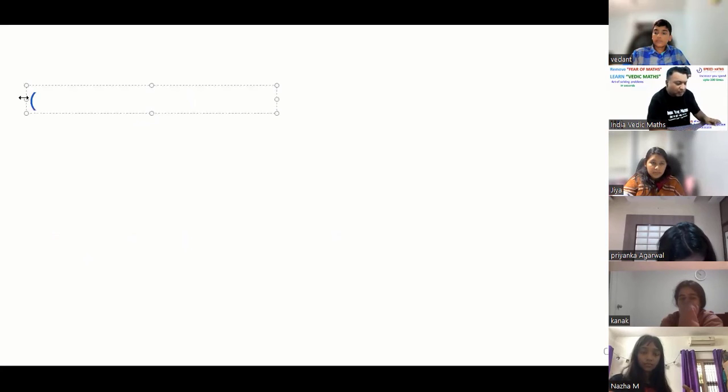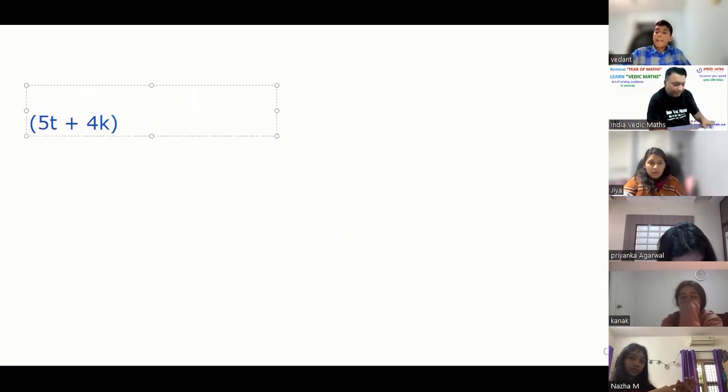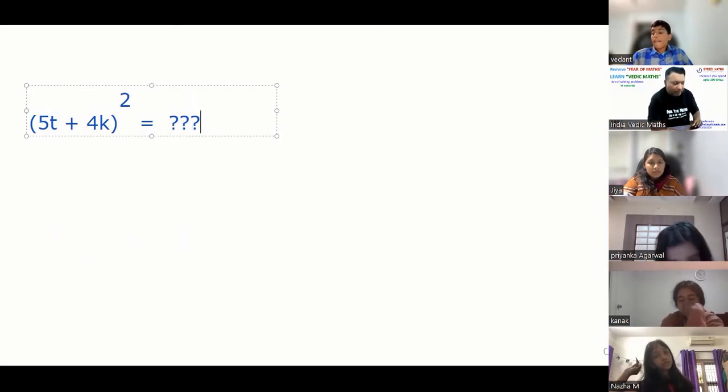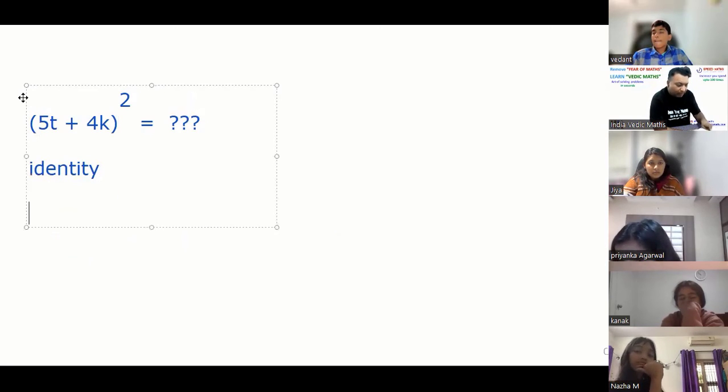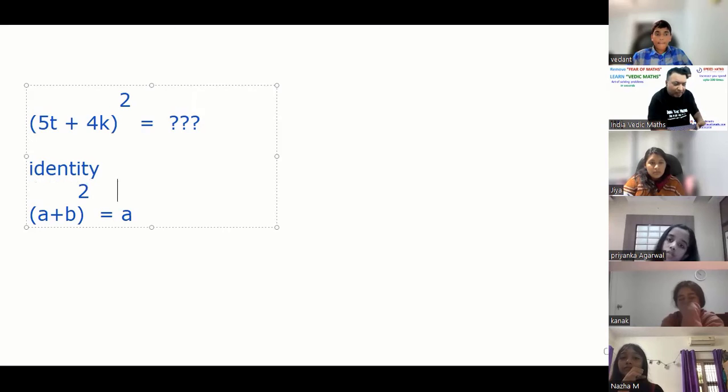Suppose we have to find the value of (5t plus 4k) whole square, right? And we are going to use an identity. This one, a plus b whole square. What is the a plus b whole square identity? A squared plus 2ab plus b squared, right?